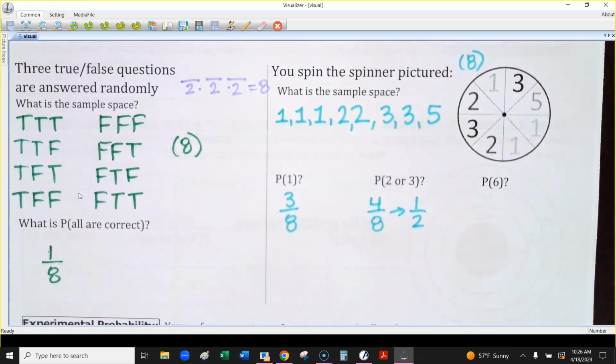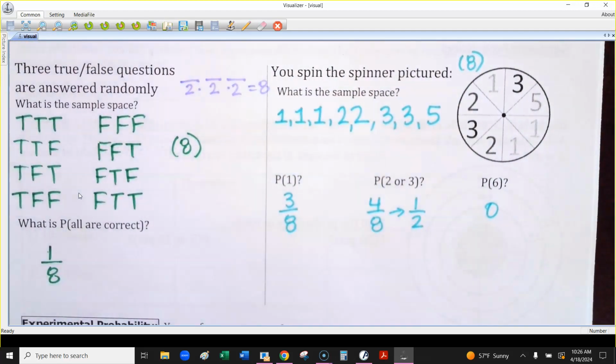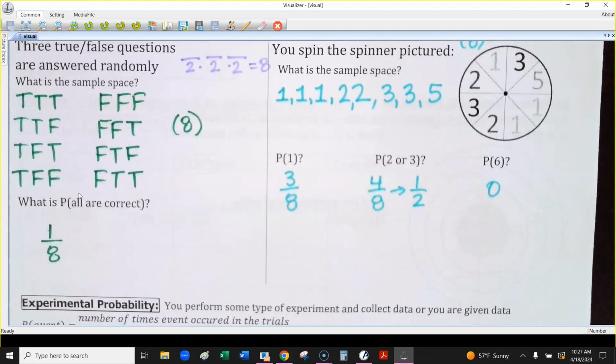What is the probability I would spin and get a 6? None. There's no 6 on there, so that's impossible, so the probability there would be 0. Does anybody have a question? Okay. That's theoretical, what you think should happen.